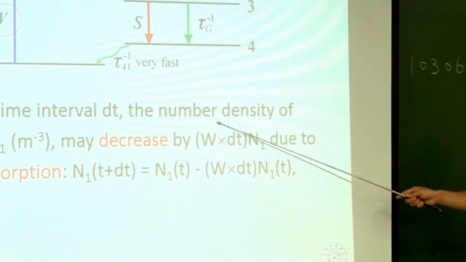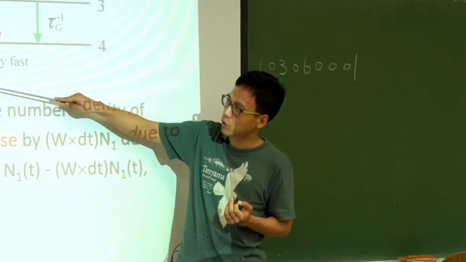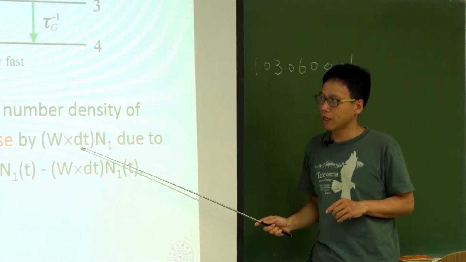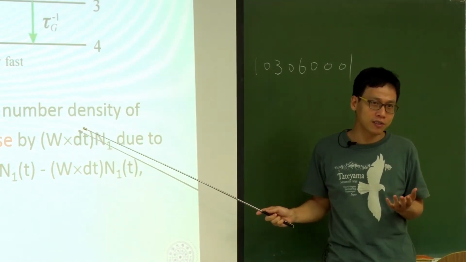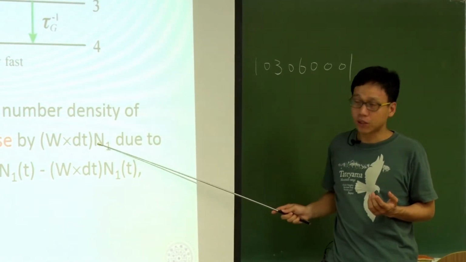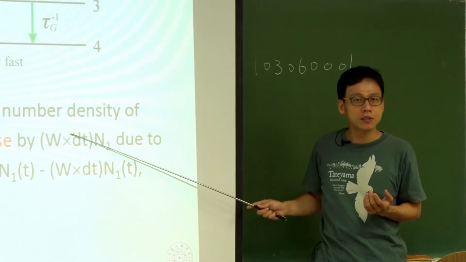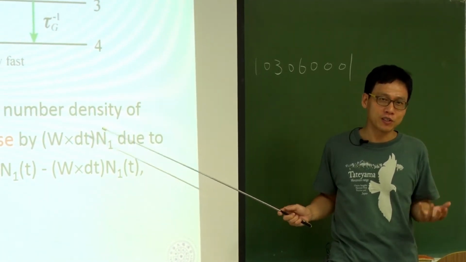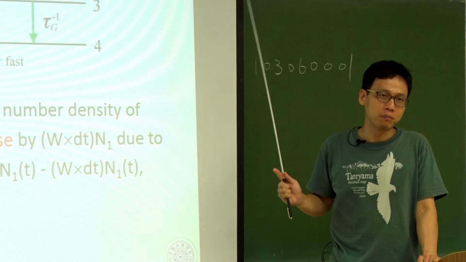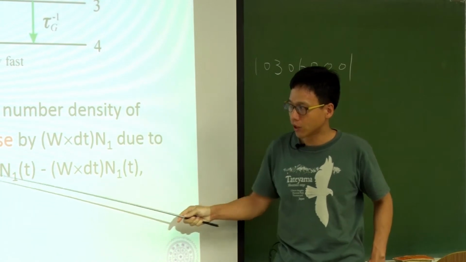We know the definition of W is the percentage of transition from level 1 to level 2 in 1 second. Then the product between W and the time interval dt means the percentage, right? And the original number is here, N1. So original number times the transition percentage means the amount of transitions. And this is the amount you will lose due to pump. Okay? If this is true, then you can write down this equation.